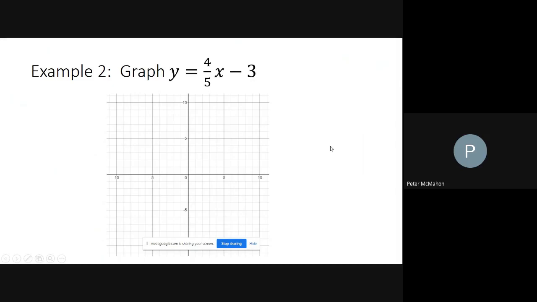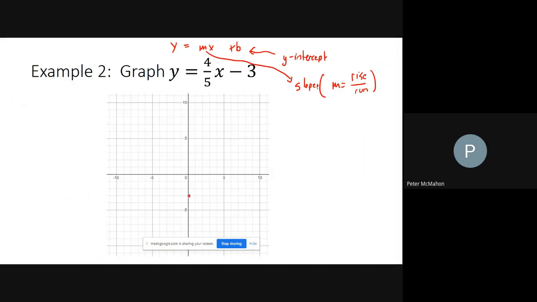Moving forward, we have y equals 4/5 x minus 3. Just a little bit of review over here. Remember way back to Math 10C, hopefully this is familiar: y equals mx plus b. b is the y-intercept, and m is the slope. I'm going to put in brackets here, m equals rise over run. That's how we calculate slope. So if I have 4/5 x minus 3, that means negative 3 is my y-intercept.